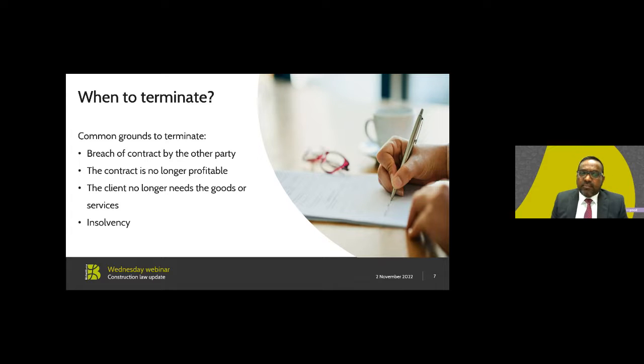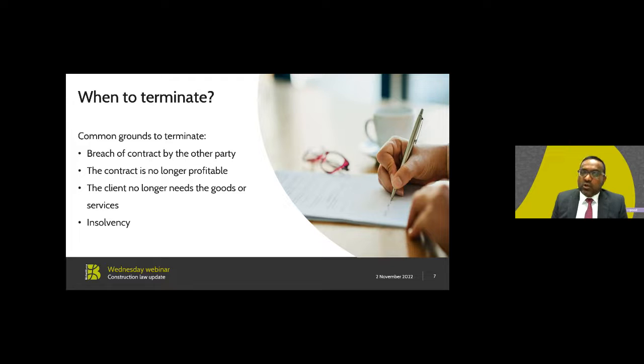So when do we terminate? There are various grounds which we can rely upon in order to terminate a contract. But broadly speaking, I will talk about 4 of these grounds. The first one being breach of contract by another party. And that could arise if, for example, that party refuses to perform the contract, or the performance is unsatisfactory, or in another case, they might be performing their main obligation acceptably, but have breached another term, such as a confidentiality provision in the contract. Another ground for terminating a construction contract could be the contract is no longer profitable.